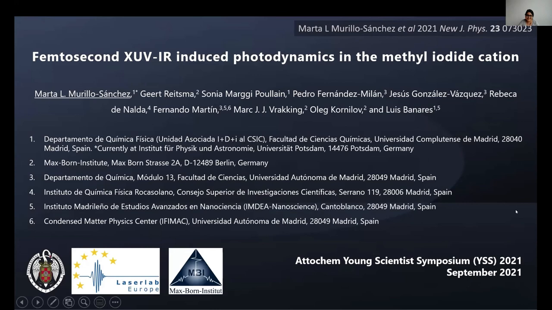So, good evening, everyone. Today I'm going to present my work entitled Femtosecond XUV-Infrared Induced Photodynamics in the Methyl Iodide Cation. This work was performed between the group of the Complutense University of Madrid, headed by Luis Bañares, and the group of Oleg Kornilov at the Max Born Institute, thanks to a Laser Lab Europe project.